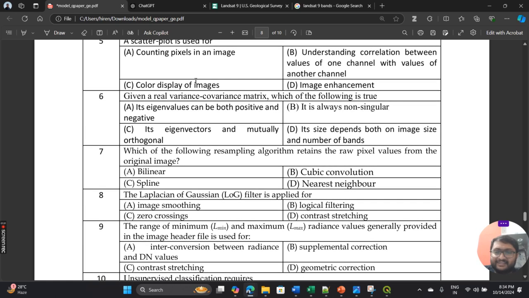Exactly. Given a real variance covariance matrix, which of the following is true? If you have a variance covariance matrix, which we also did, its eigenvalues can be both positive and negative. That's true. Eigenvectors are mutually orthogonal, so that is also true. Its size depends on both image size and number of bands? No, it's not. It's always non-singular, not true.